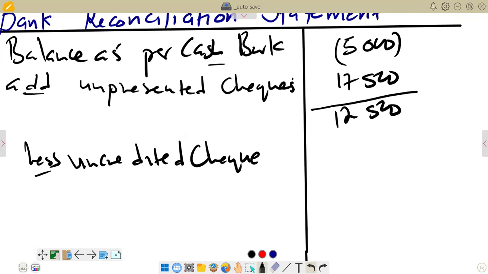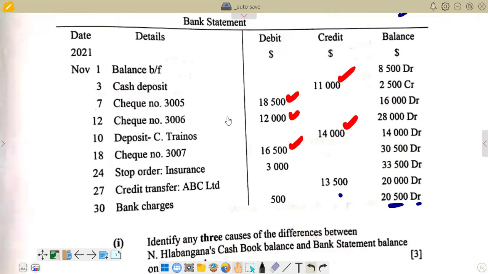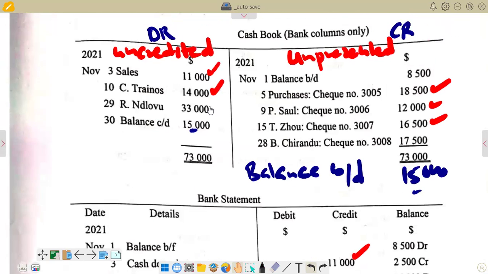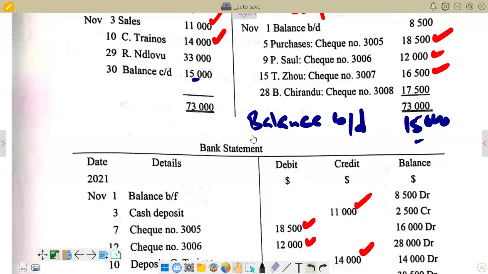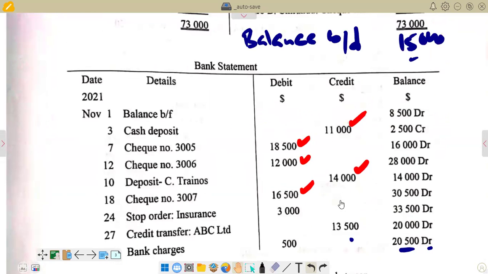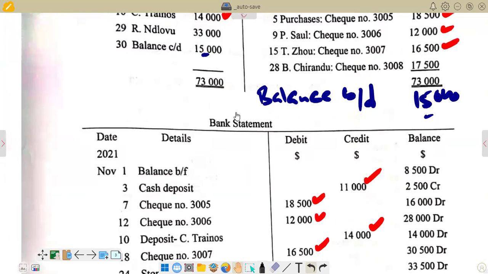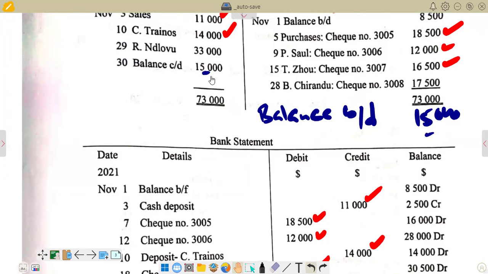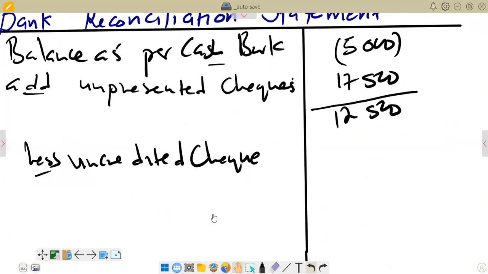Right. Uncredited checks, now we go again to look for uncredited checks. Remember, we are saying uncredited, we are going to find them on the debit side. So we are checking entries that are on the debit side of the cash book that are not appearing on the bank statement on the credit side. So we've got 11,000, which we see is here. 40,000, we are seeing it's here. Then 33,000, we see that we don't have 33,000 on the credit side. So we're going to include that one. So 33,000 is the last one, so we're going to include it as an uncredited check. So you come here, the description is uncredited check, 33,000.